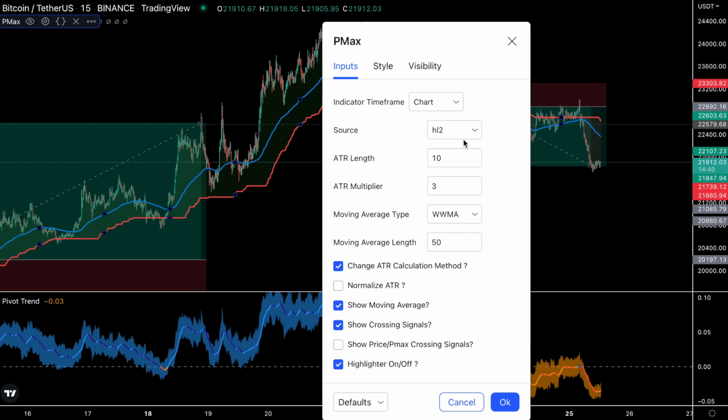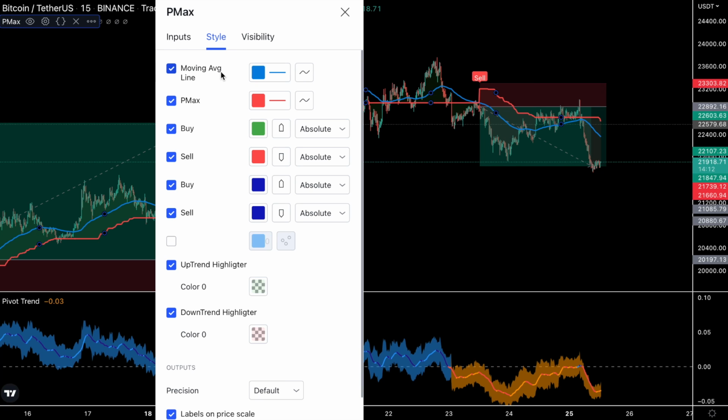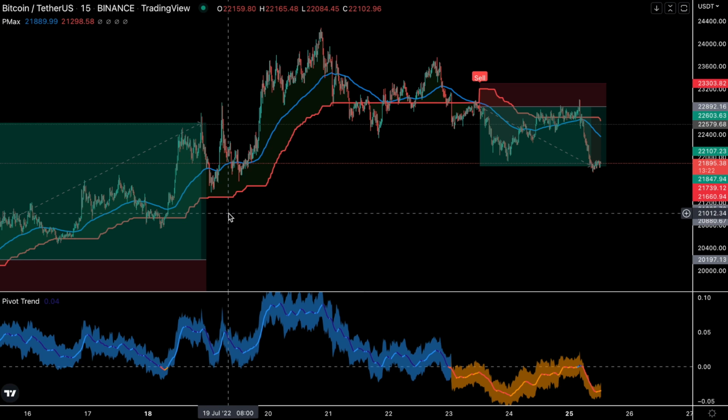Okay, now for the source, change the source to HL2. ATR length is 10, ATR multiplier is 3, moving average type has to be this WWMA and the moving average length is 50. Uncheck normalize ATR, uncheck show price max crossing signals. In the style option, this is what I use. You can change it the way you want to. So that's it about this trading strategy.